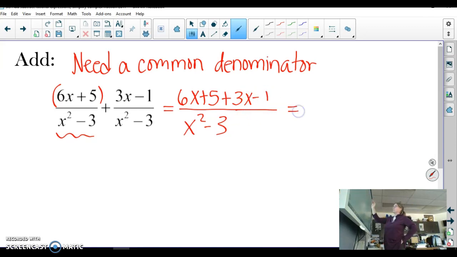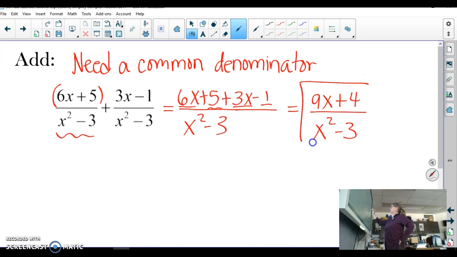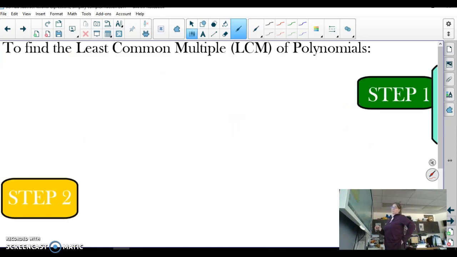Simplify the top. You can combine your like terms. That's 9x, and 5 minus 1 is 4, so (9x plus 4) over (x squared minus 3), and that is your expression after being added. And there's nothing to simplify there.